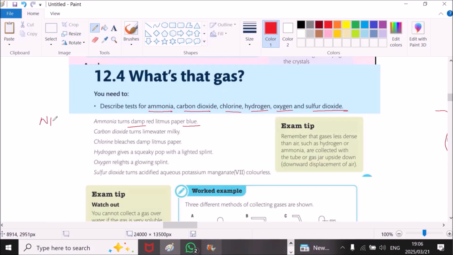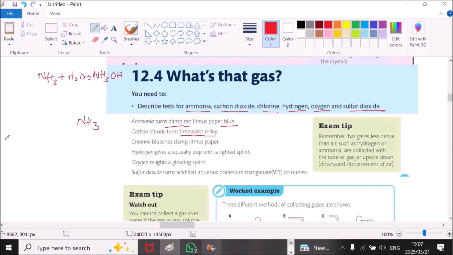Ammonia is NH3, and when it gets in contact with water, it will give us ammonium hydroxide, which is alkaline because it has a hydroxide there. So an alkaline solution turns red litmus paper blue. Carbon dioxide turns lime water milky. So carbon dioxide plus lime water, which is calcium hydroxide, will produce calcium carbonate, which is a precipitate.